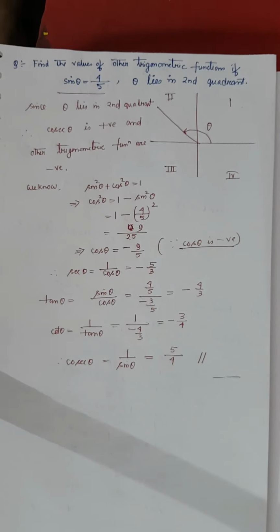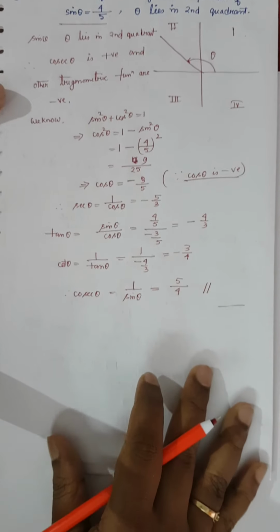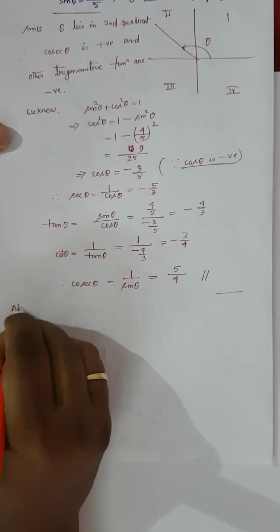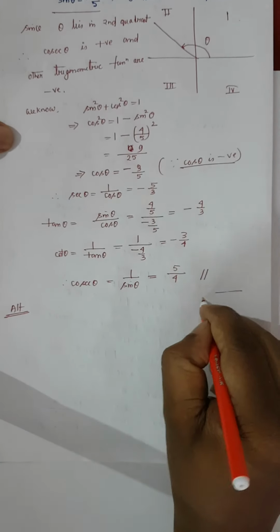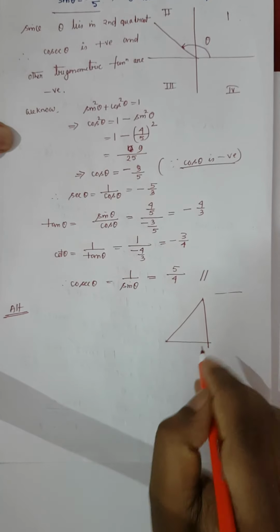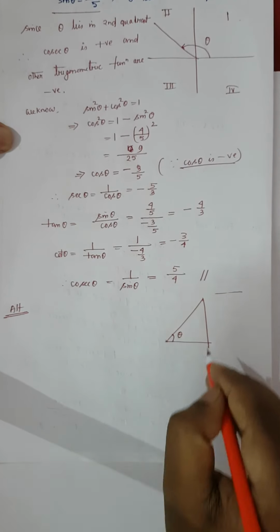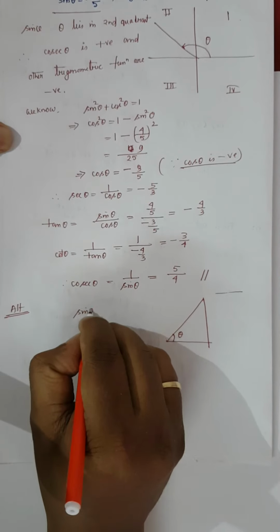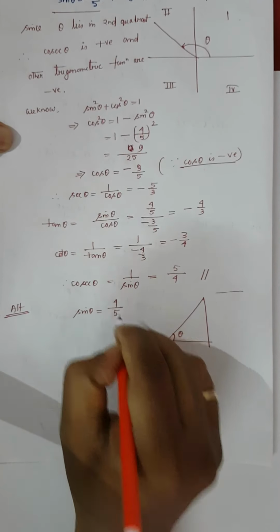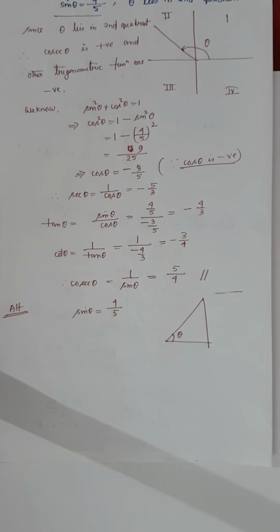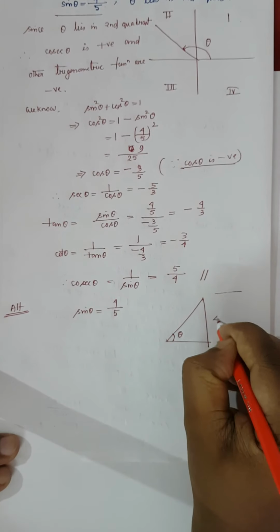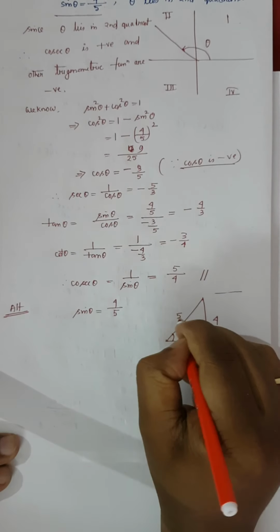See, I have evaluated the problems. See the values of sine, cos, tan, sec, cosec, cot, etc. This is your first method. Now I'll choose another method. If I draw a triangle, this is theta. We are given sin theta is equal to 4 by 5. So what is sin theta? Perpendicular by hypotenuse. So this is 4 by 5. So 4 is the perpendicular and 5 is hypotenuse.